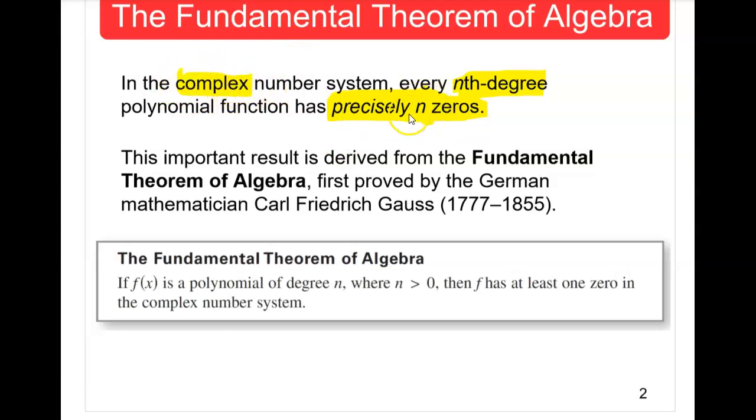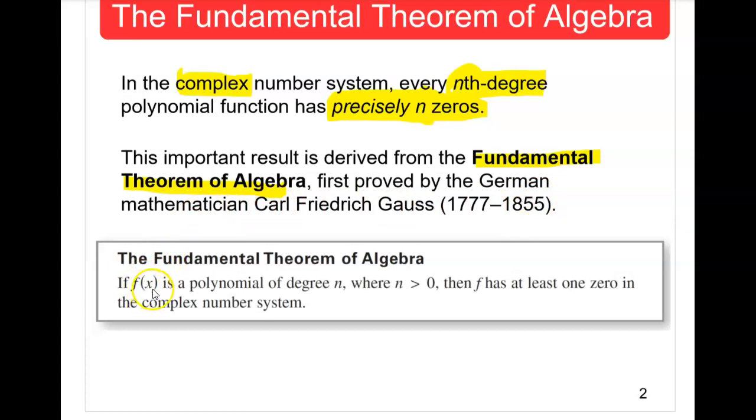it's going to have exactly n zeros, the same as the degree, and that is because we will be counting the imaginary zeros as well as repetitions. So this important result is derived from the fundamental theorem of algebra, first proved by the German mathematician Carl Friedrich Gauss, the same guy who we're going to study a little bit more in chapter 8. He did a lot with matrices. And here we have the formal definition.